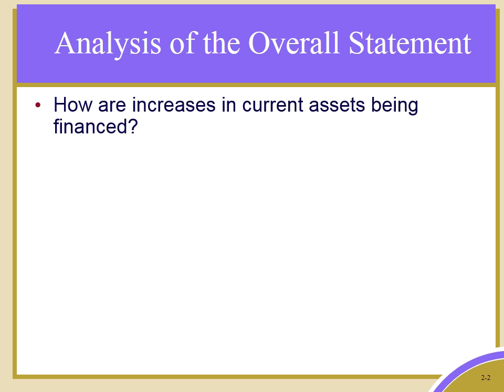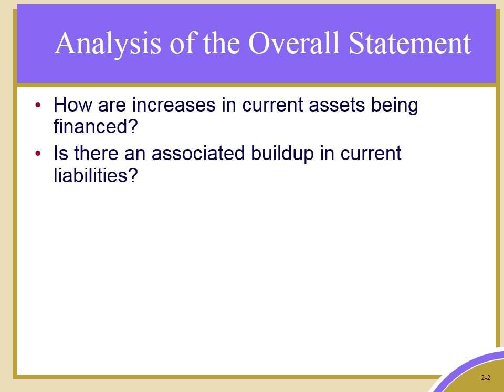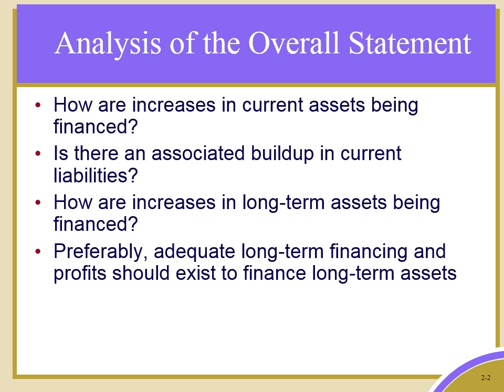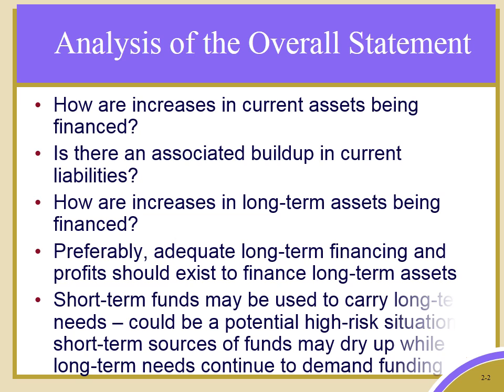Analysis of the overall statements that we're looking at is how are increases in current assets being financed? Is there an associated buildup in current liabilities? How are increases in long-term assets being financed? Preferably, adequate long-term financing and profits should exist to finance long-term assets. Short-term funds may be used to carry long-term needs, which could be a potential high-risk situation as short-term sources of funds may dry up while long-term needs continue to demand funding. The question is, what does all of that mean?